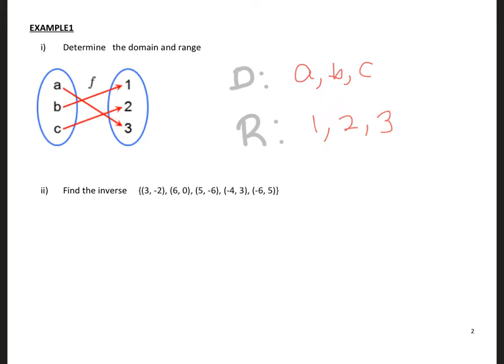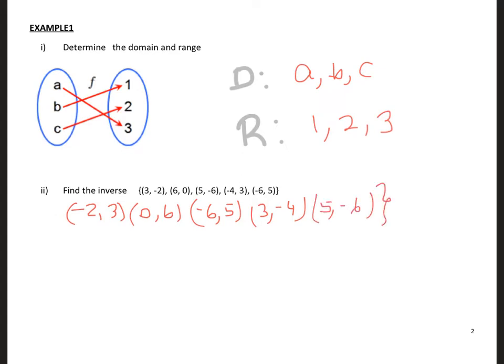So here we are told to find the inverse. So how do we find the inverse? We find the inverse by just switching the x and y. So negative 2, 3, 0, 6, negative 6, 5, 3, negative 4, and 5, negative 6. We're just switching them. So that is the inverse of that relation.